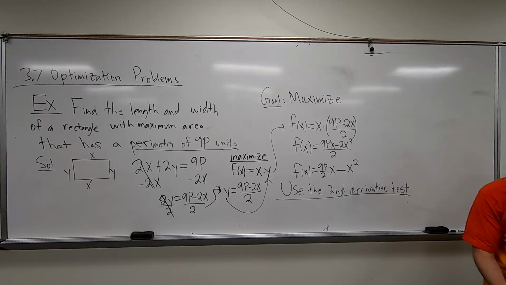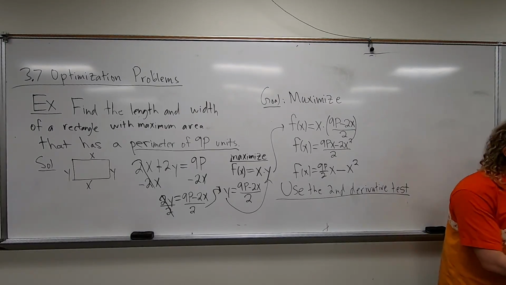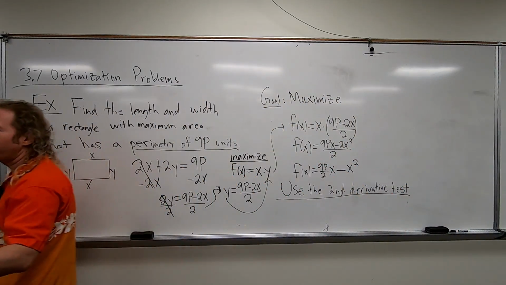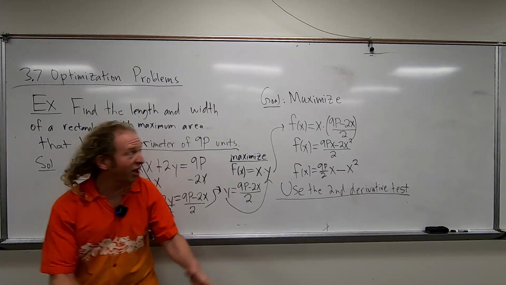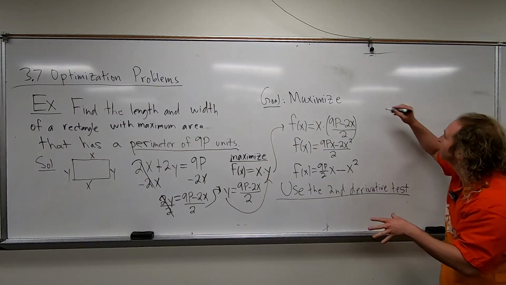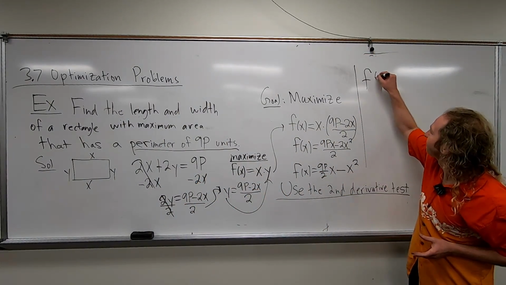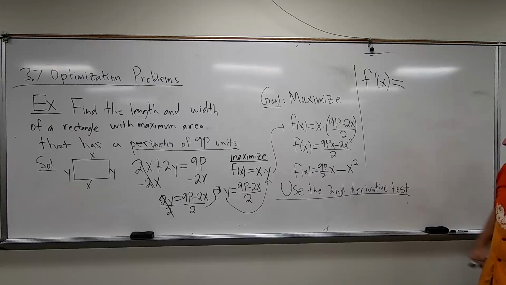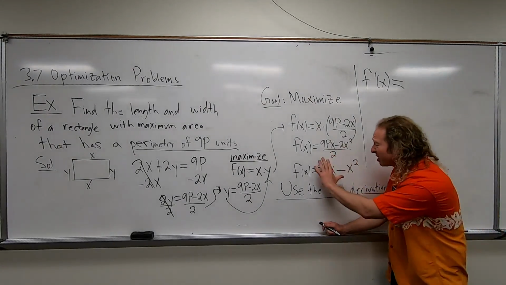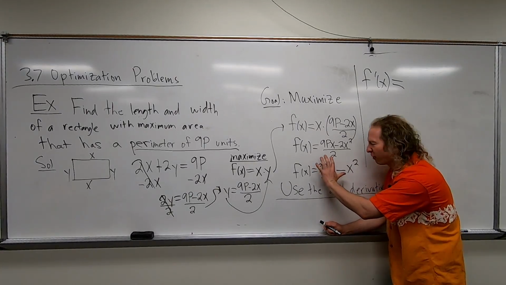To use the second derivative test, you always find the critical numbers first. So you take the derivative and set it equal to 0. So we have to differentiate this. f prime of x. This 9p over 2 is a constant. It's like 3, it's a number.